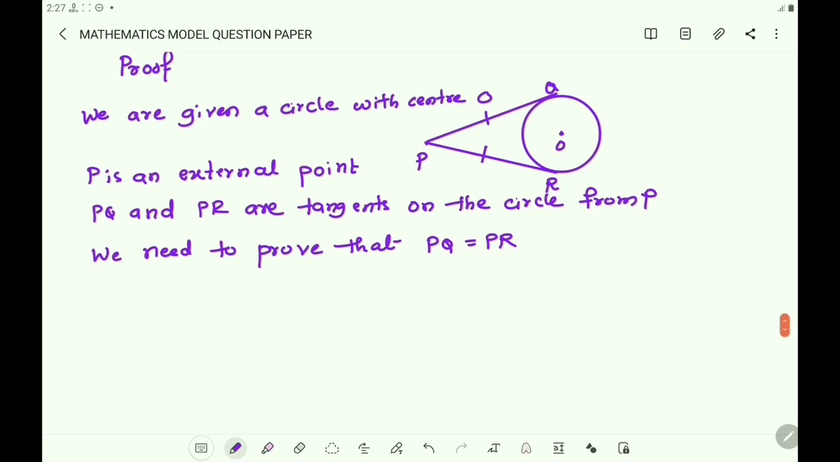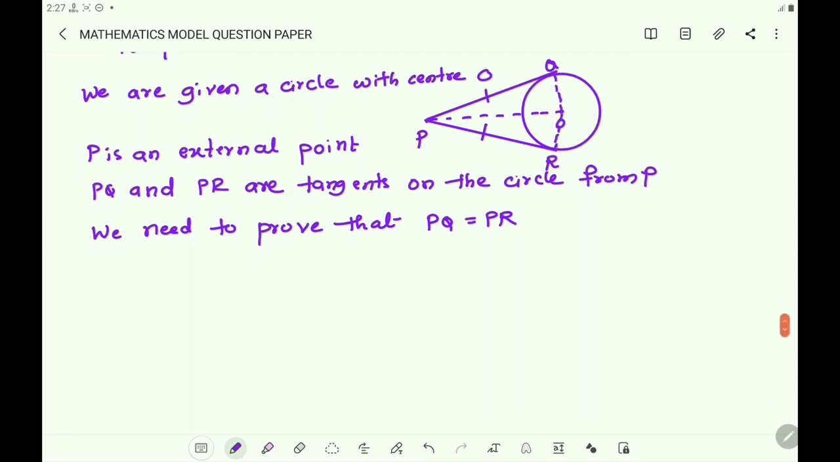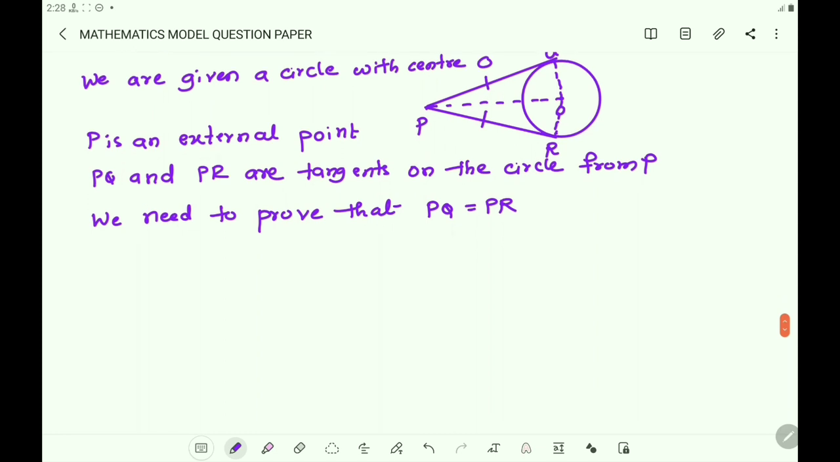To prove this, we have to join OP, and also, as it is extra construction, draw the dotted line, join OP, OQ and OR. So that is extra construction, join OP, OQ and OR.